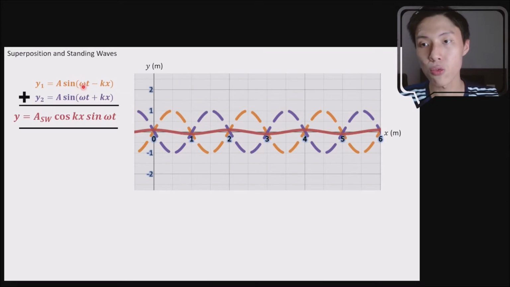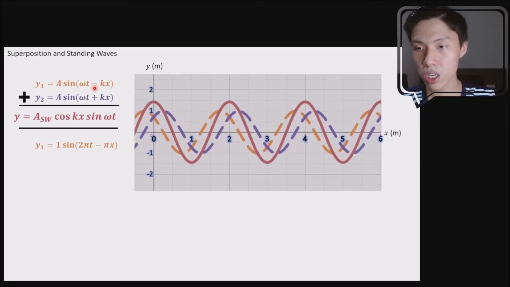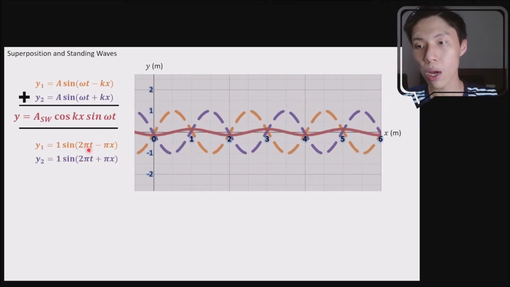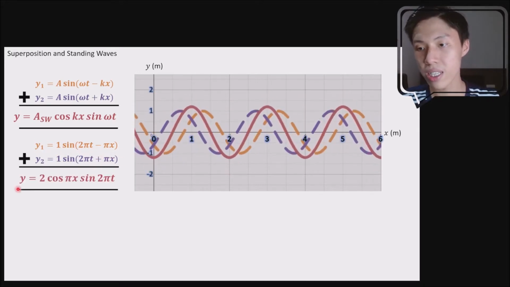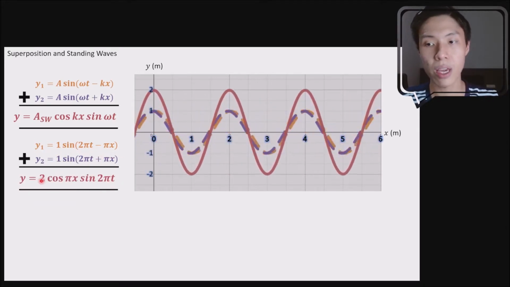Therefore, the omega should be 2 pi, whereas the k, as you can see here, one wavelength here is 2 meter. So if it's 2 meter, then we know that our k will be 2 pi divided by 2. Therefore, our k will be pi. So A, the amplitude is 1. Omega, the angular frequency, will be 2 pi. K, the wave number, will be equal to pi. So this is our equation. This is the equation for y1, this is the equation for y2, and this is the equation for the standing wave that we have for now.